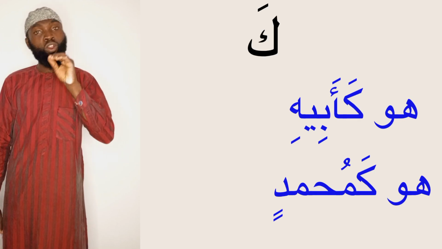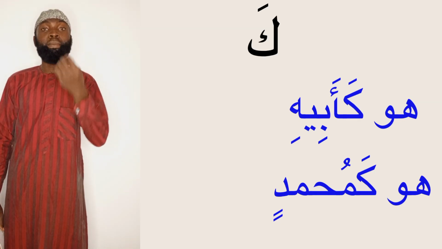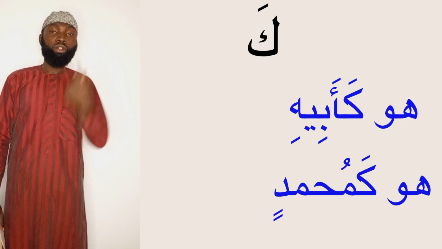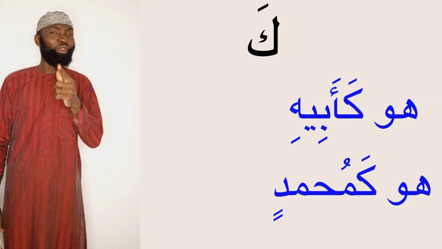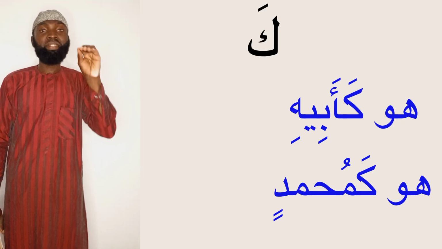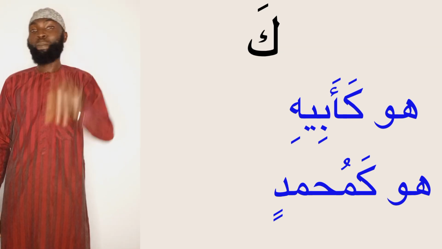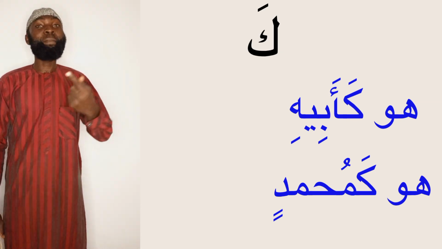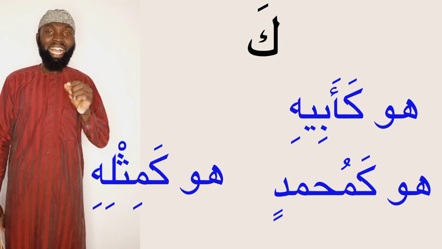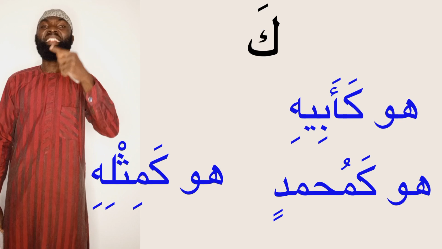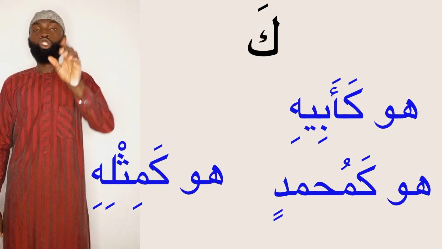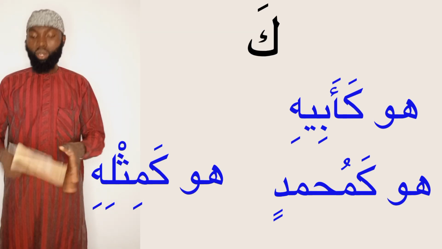Then this "ka" cannot be used when drawing similarity or comparison using a pronoun. You cannot say "huwa ka huwa", no. Or you cannot say he's like him in that way. So rather, you add the word "mithlu" to it in order to be able to add a pronoun. So here you'll be saying "huwa kamithlihi", he is like him. Allah said in the Quran, "laysa kamithlihi", none is like him. So in order to join a pronoun to it, you need to introduce the word "mithlu".